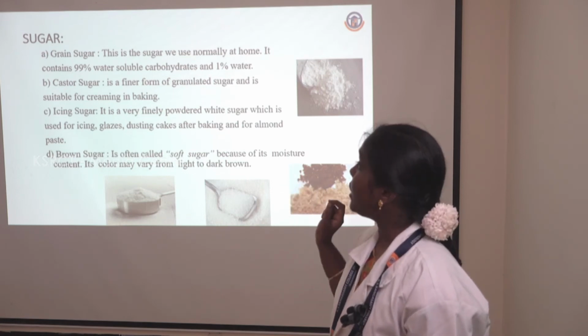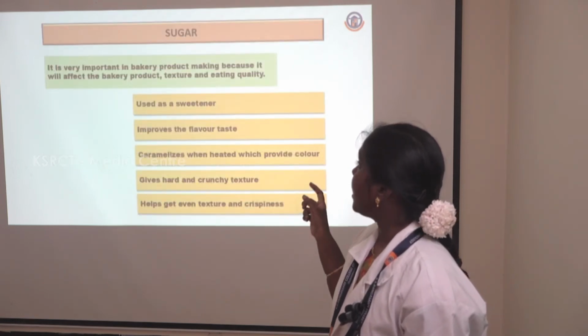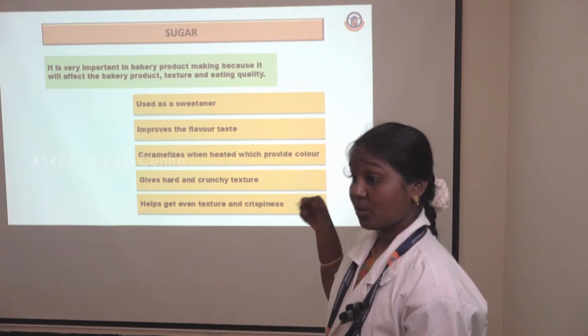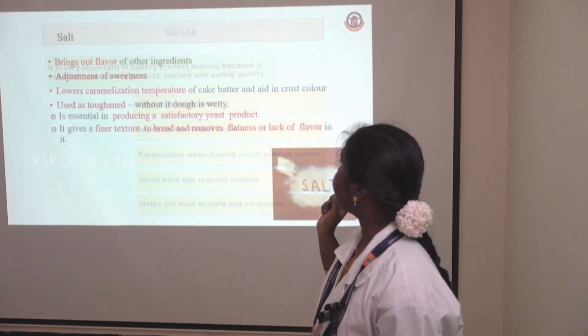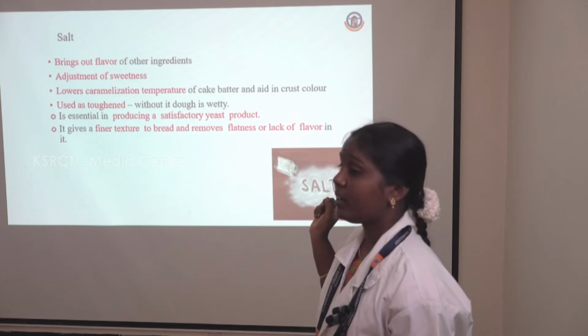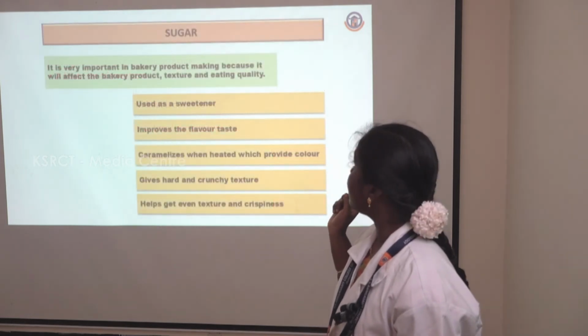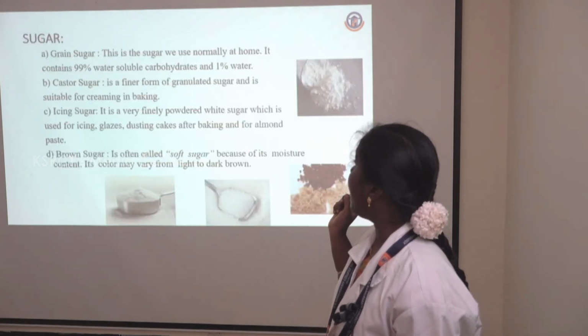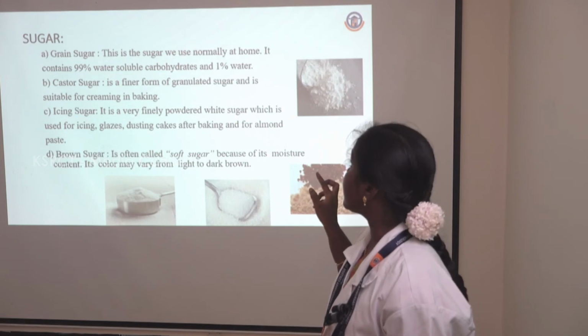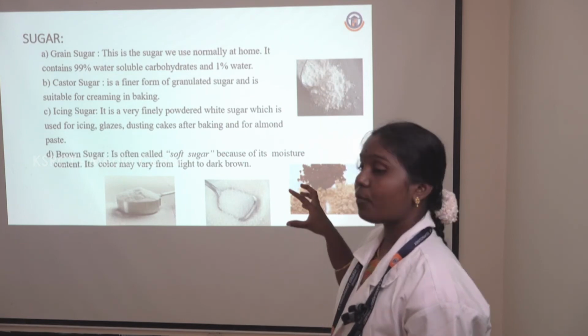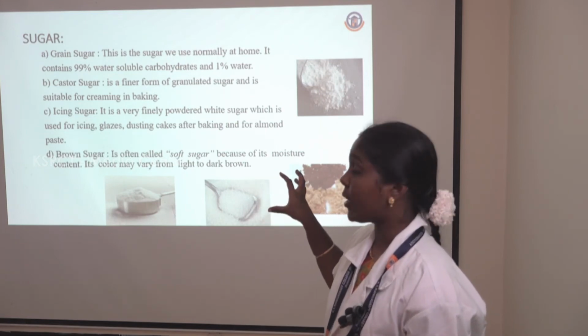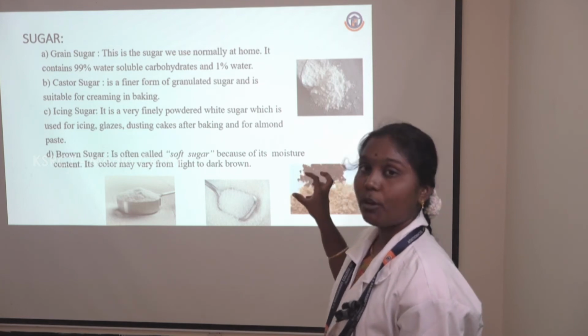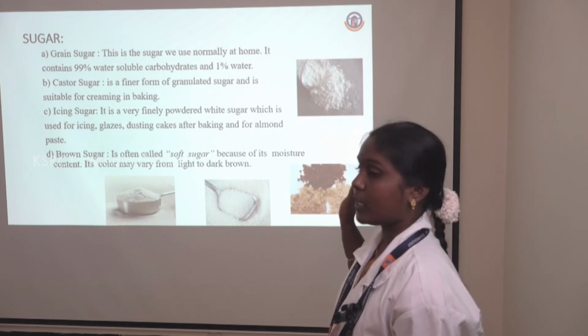Next one is castor sugar. It's a granulated sugar, so it's suitable for dipping. Granulated sugar is also suitable for the creaming process.